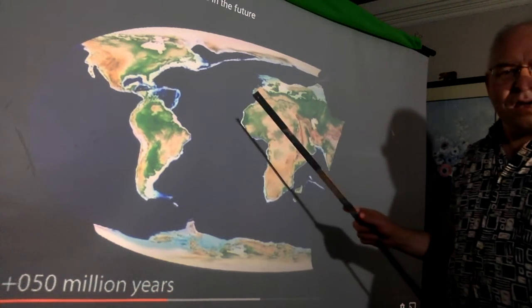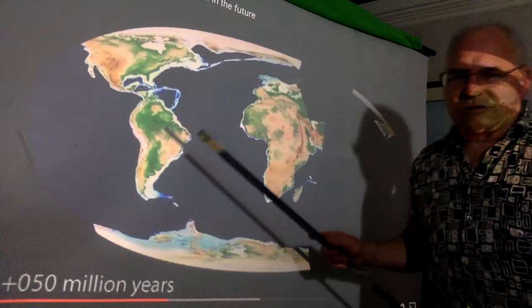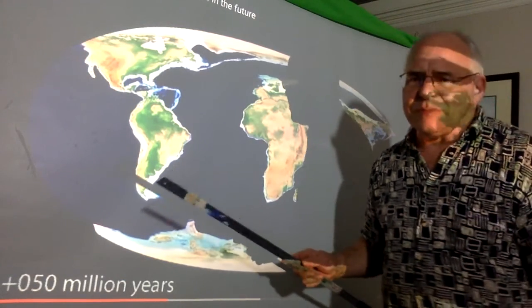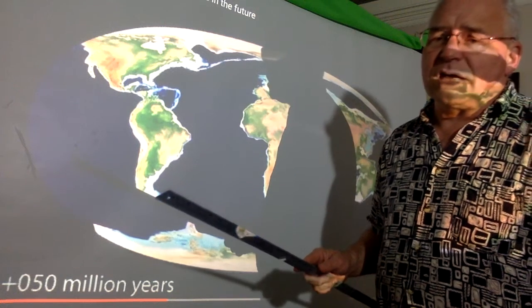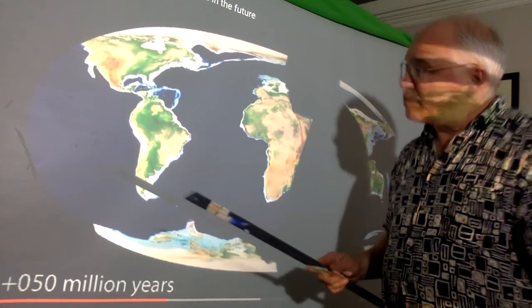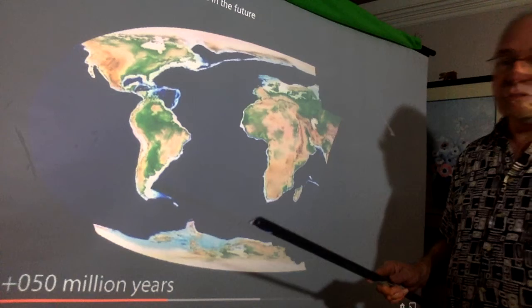So there you have it. The continents really are moving around the planet, as crazy an idea as it seems. A lot of people thought Wegener was out of his mind, but as time went on, the evidence proved him out. And in fact, the continents do move.